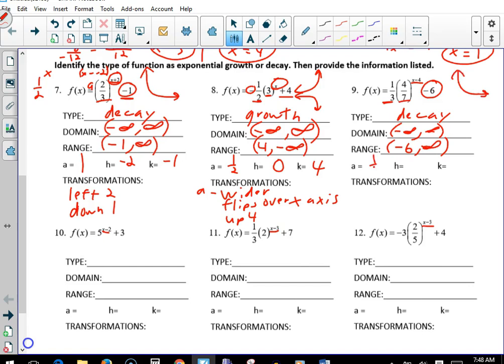So A is 1/3, H is 4, remember it's opposite, and K is negative 6. So the 1/3 makes it wider. The negative 4 means right 4, and the negative 6 means down 6.